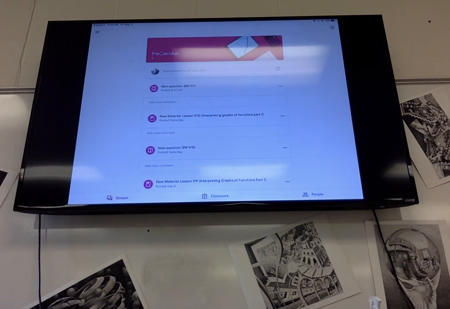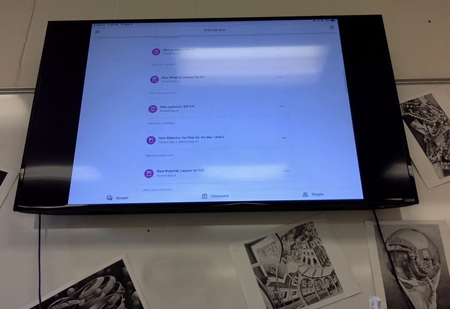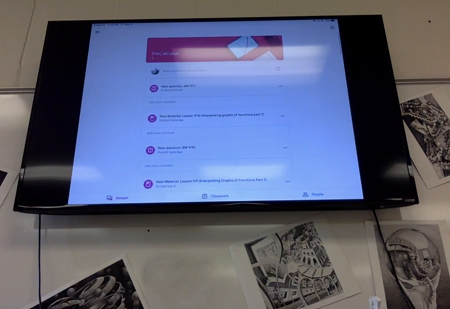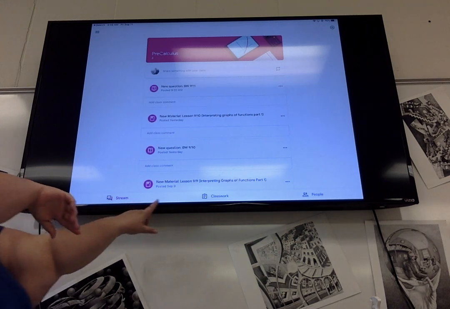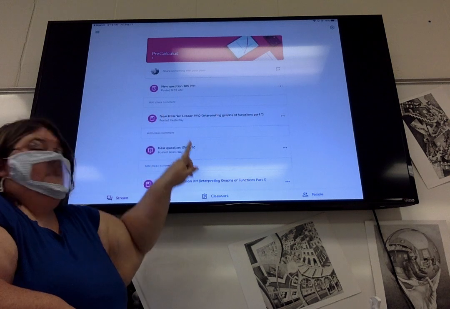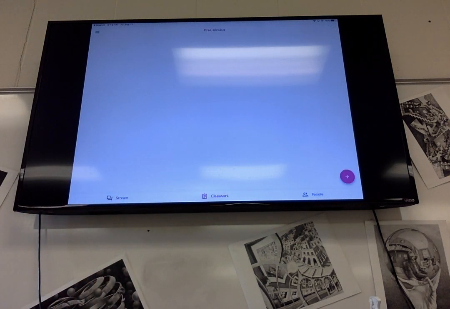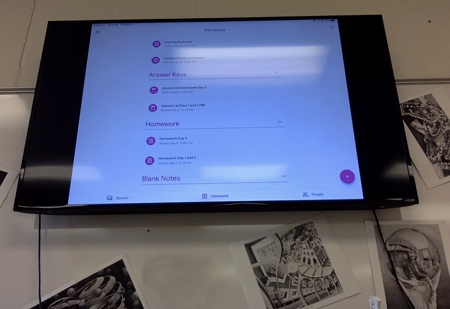If you are looking for something, it's best not to look through your stream. You're better off going to the classwork column, which is right here. Yours is actually at the top of the page, but you'll just go over and click on classwork, and it has it all laid out for you. For example, those two up the top, if it looks like a piece of paper with lines, that's an assignment. That's something that you were supposed to turn in.